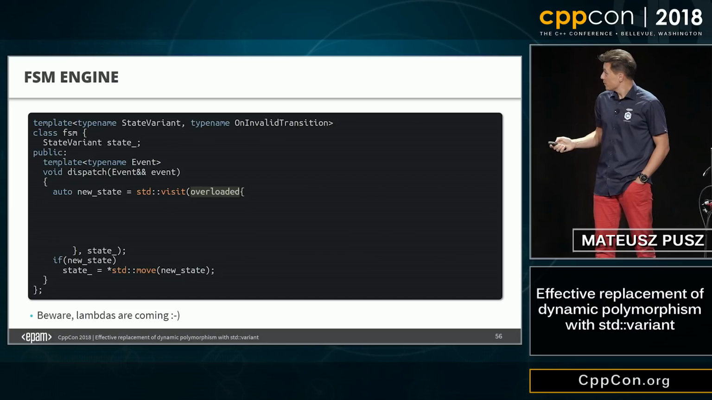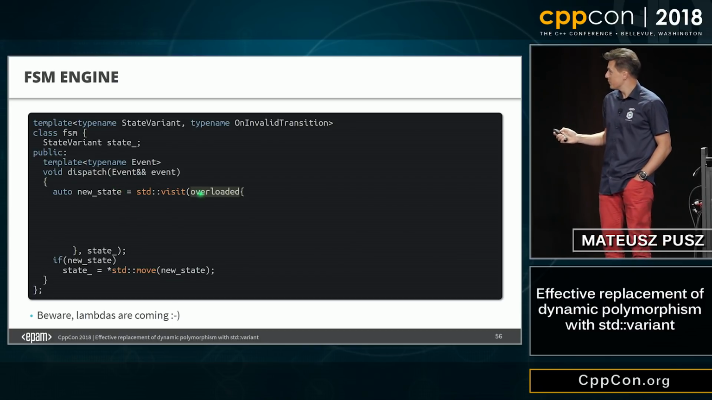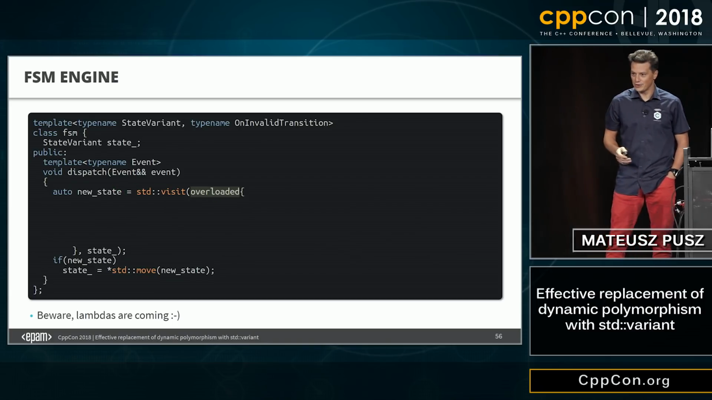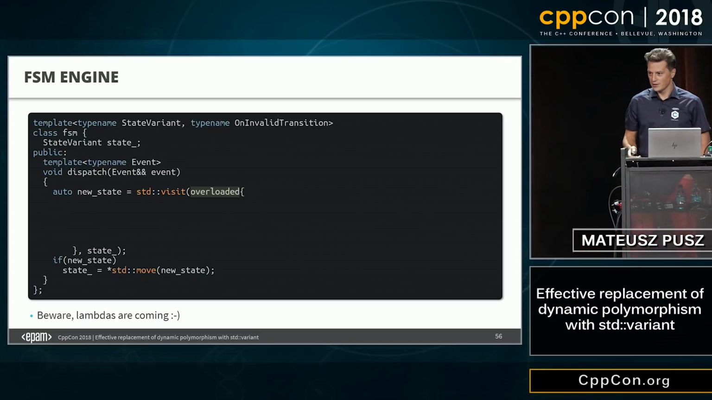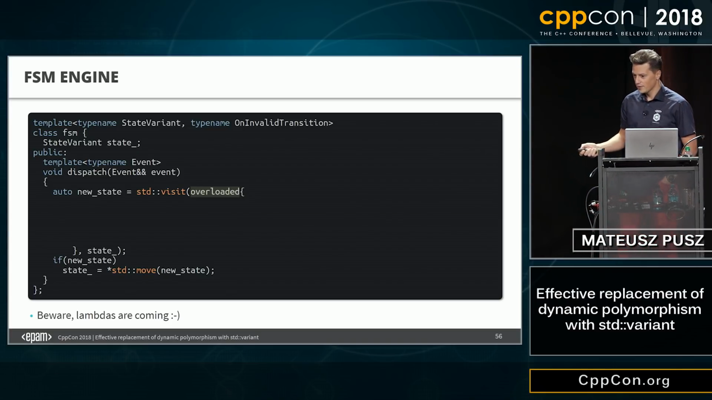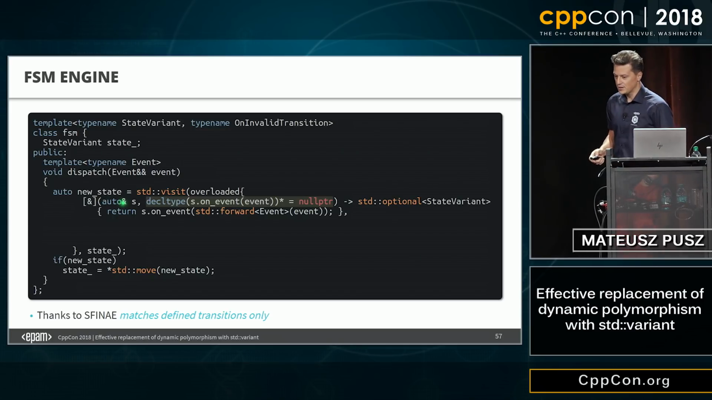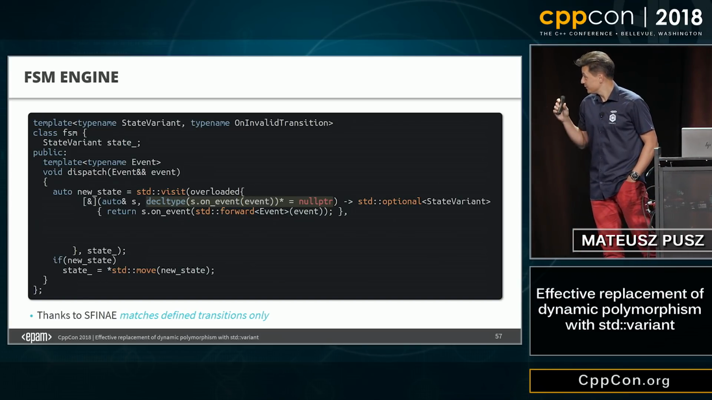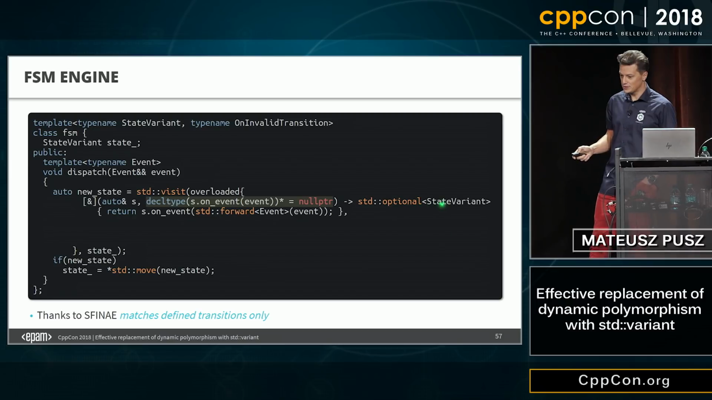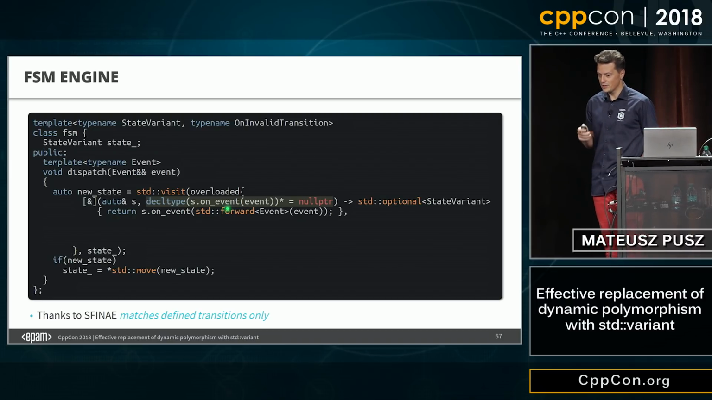So in this case, we may have once again the dispatch function, and we have so-called overloaded, which is a new pattern that is coming in C++20. So beware, lambdas are coming. This is the first one that takes any state, and in case our state has an event for the specific event provided by our template argument, it will pass the final check and will return an optional state variant and do an event on this state.